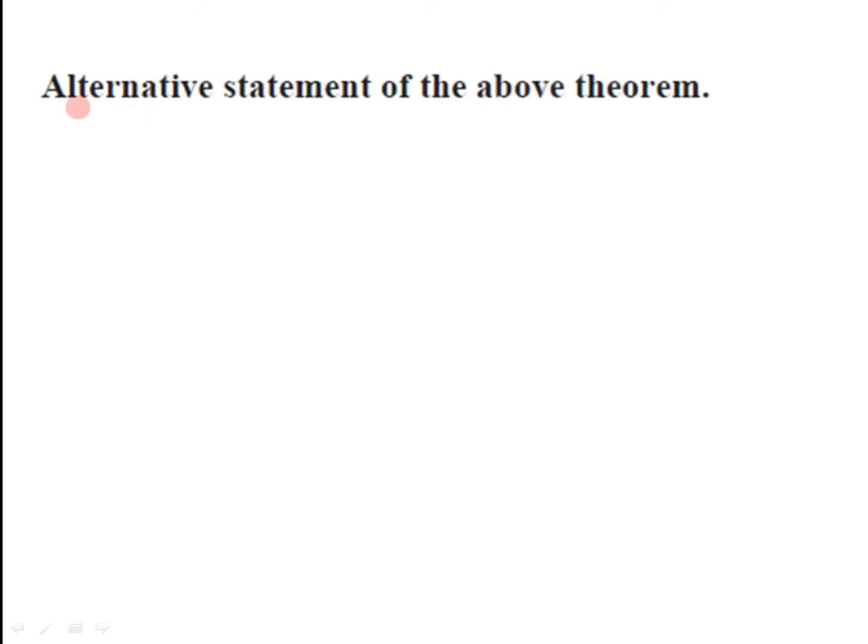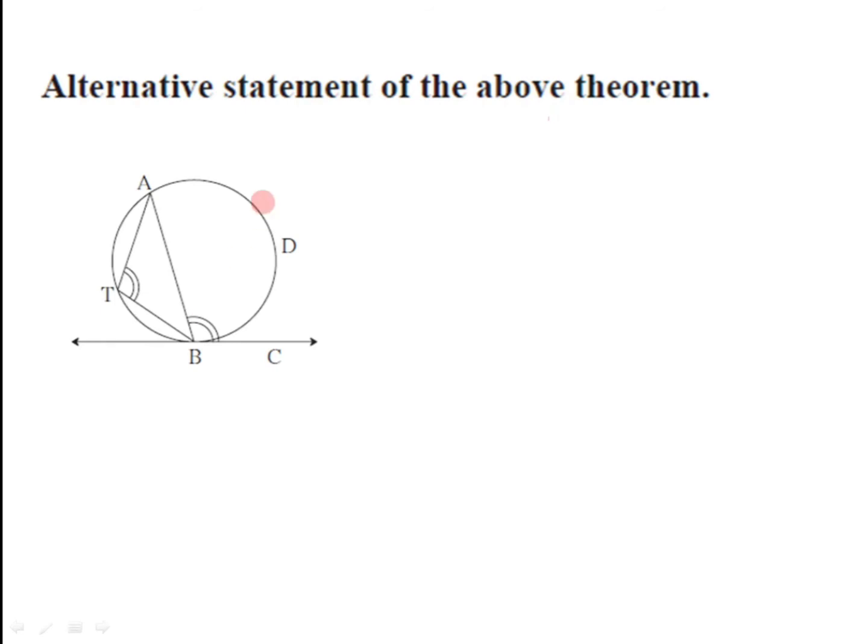Now we can see this theorem using another angle. That's why we have an alternate statement of this theorem. Suppose this circle is given where, for angle ABC, side BC touches the circle at point B and AB intersects the circle at point A. In this case, by using the previous theorem, we can write that the measure of angle ABC must be half of the intercepted arc, that is, half of the measure of arc ADB.